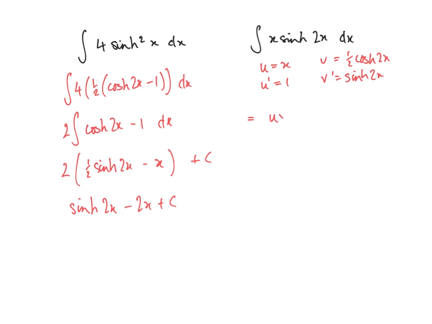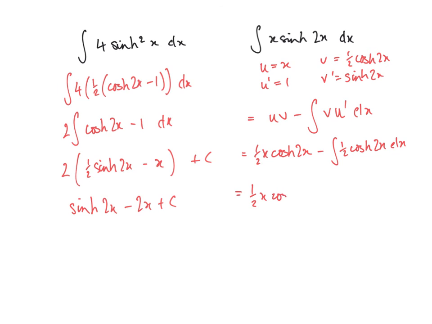So this is equal to uv minus the integral of v du by dx, or u dash dx. So let's fill this in. This is minus a half x cos 2x minus the integral of, well, v times u dash is just v, so that's minus a half cos 2x. So again, that's minus a half x cos 2x plus, when I integrate cos 2x, I get a half sine 2x, so that's overall a quarter sine 2x plus c.